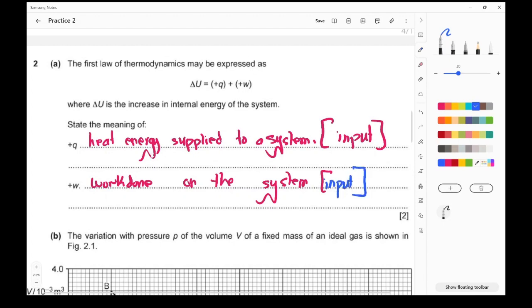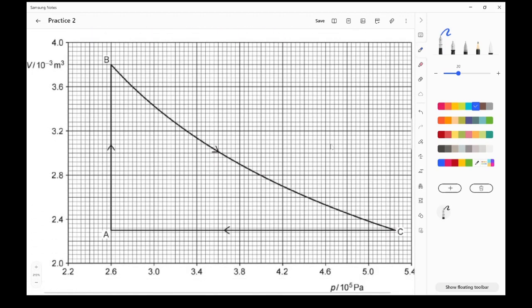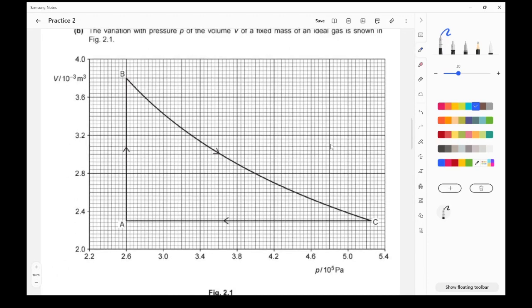That does it. Okay, let's just move on to the next part. Oh my God, we have a graph over here that we have to deal with. So I'm just going to be zooming out a bit. The variation with pressure P of the volume V of a fixed mass of an ideal gas is shown in figure 2.1. We can see that this is a cycle and we have the pressure on the horizontal axis and the volume change on the vertical axis.